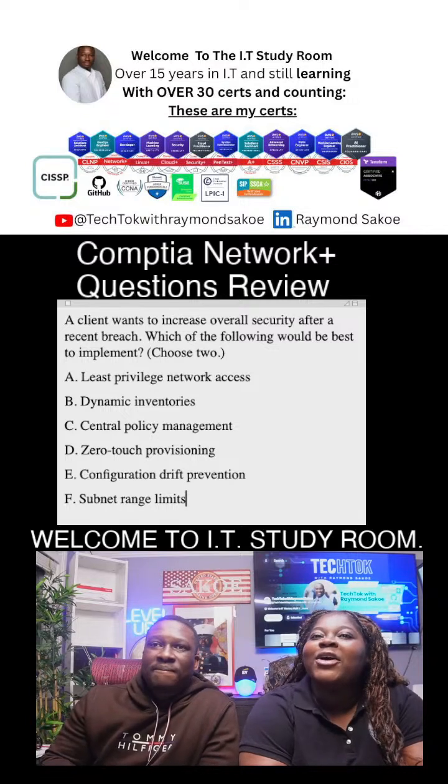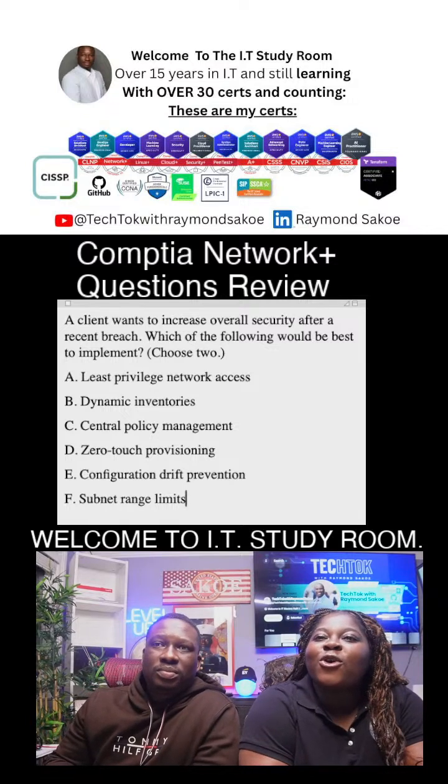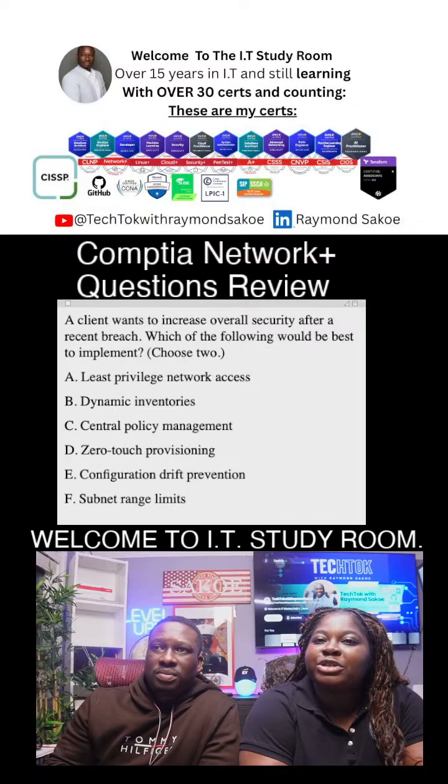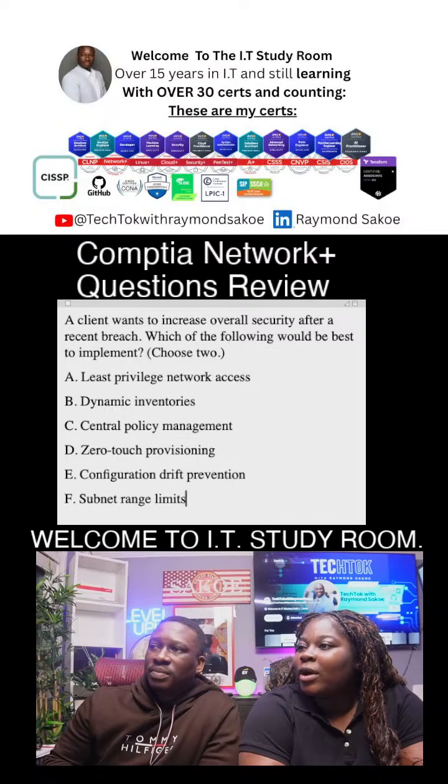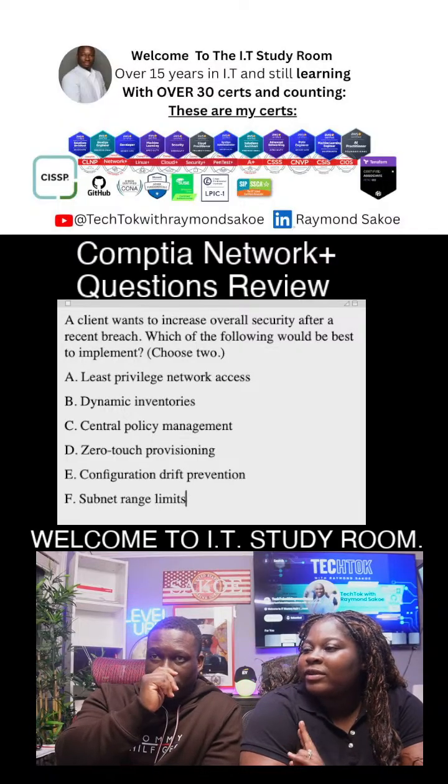Go ahead, please. Okay. A client wants to increase overall security after a recent breach. Which of the following would be best to implement? Choose two. Okay, we have A and F. I'm going to stick with A and F.